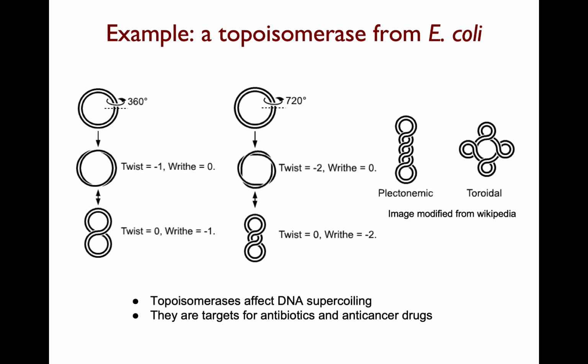This is just a picture from a Wikipedia page or paper. You have these topoisomers that have different amounts of twist and writhe, and these different kinds of joints. The image is modified from Wikipedia. The key thing is that topoisomerases affect DNA supercoiling, and they're actually targets for both antibiotics and cancer drugs because of the way they work, which we'll mention in a second.